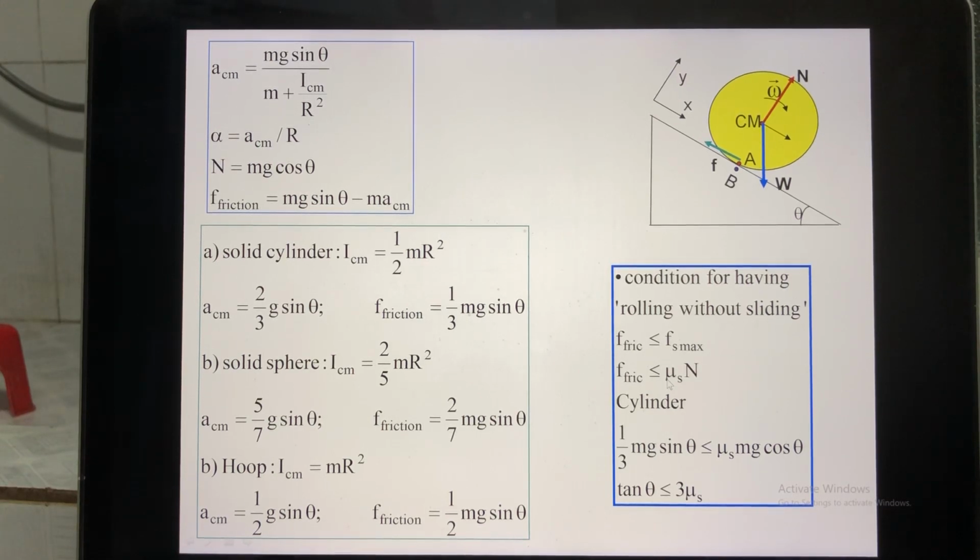Now we move to the condition. Rolling without sliding. Without sliding, that means the friction has to be smaller than the maximum static friction. If it is greater than that, this one doesn't roll anymore, it slides down. Got it? Okay, that's all.